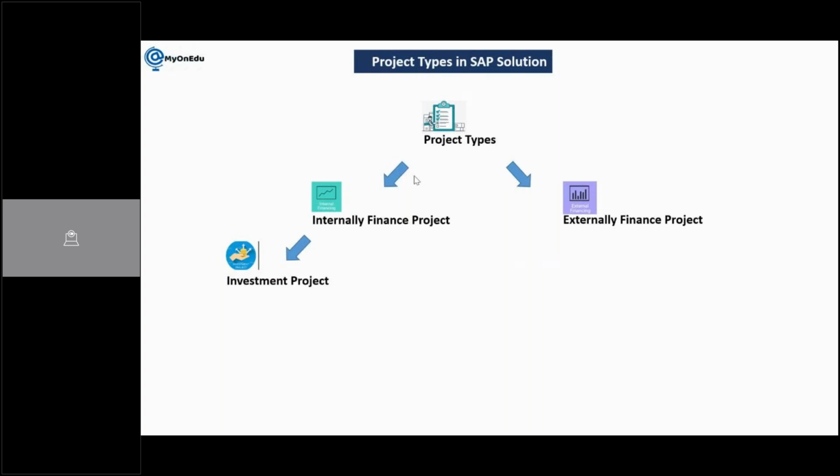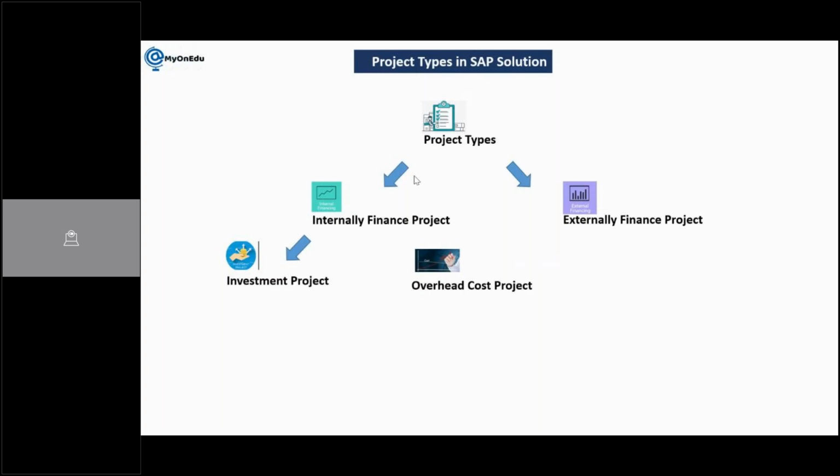Another is an externally financed project, when we are doing a project for a customer. For example, we are a contracting or construction company, and we are constructing a building for our client. That is externally financed, because we are getting the money from the customer to construct this building. Now, internally financed projects again have two types: one is the investment project, another is the overhead cost project.